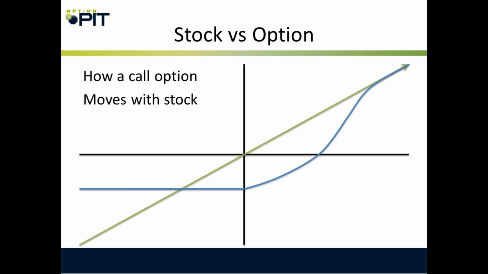All right, so this is kind of how a call option moves with the underlying. Kind of a rough drawing. The blue line represents the call option all the way until expiration. The green line represents 100 shares of stock. That's kind of how the slope of a correlation, the change in delta, happens.